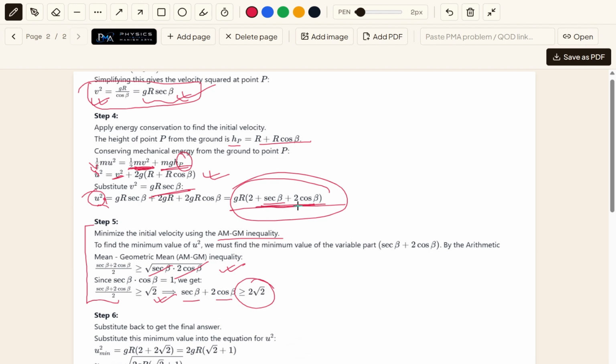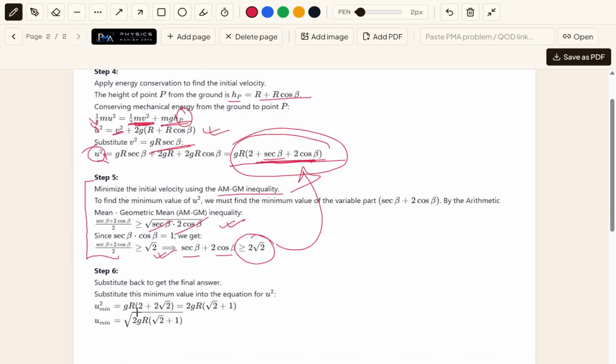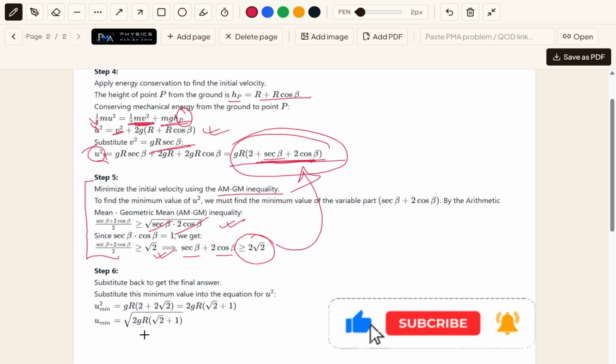That's it. And then put back here and you will get U minimum squared. U minimum squared is gR into 2 plus the minimum of this, which is 2 root 2. So minimum U is equal to the square root of 2gR into (root 2 plus 1). And that's the answer. I hope you got it pretty well.